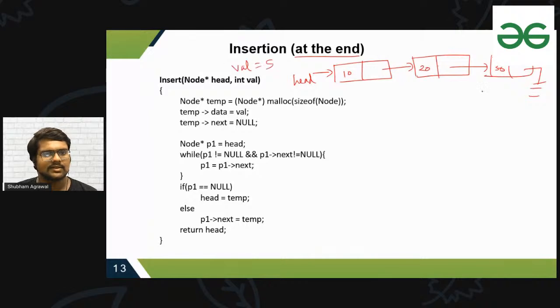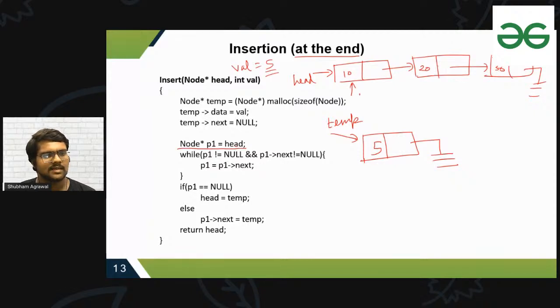So for that, first we will create a new node, and its value will be the value that is provided. So it will be 5. And temp of next is pointing to null. And this is assigned to temp. So temp is pointing to this newly created node. Now first we will take a pointer variable p1 which is of node type and assign it to head. So p1 is pointing to this.